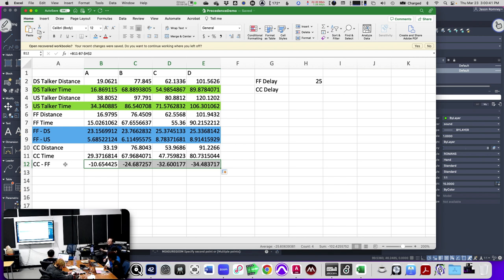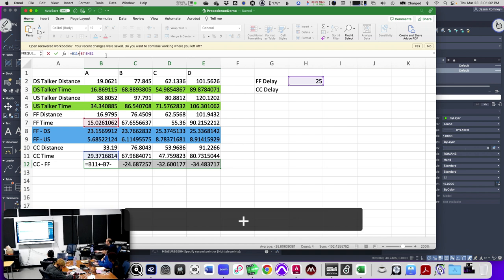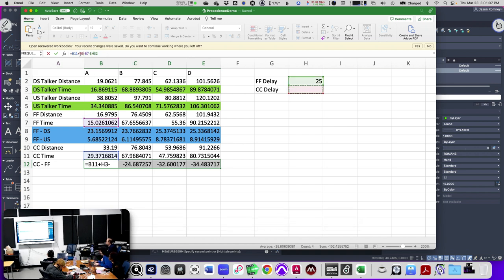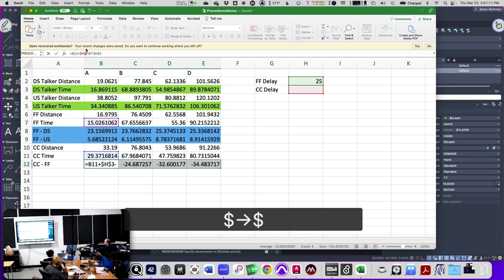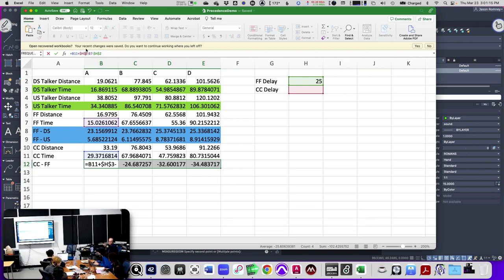Here's what I'm going to do. I want to delay this center cluster so that these become positive numbers, right? Because right now they're negative numbers, which means the center cluster is arriving first. But I need the center cluster to arrive after the front fills. So I'm going to modify this math. It's going to be the center cluster time plus the center cluster delay, because ultimately that'll be the total time, the actual time plus the delay that I add. And then I'm going to subtract the front fill time and the front fill delay. So this is center cluster time plus center cluster delay minus front fill time minus front fill delay. Say that one more time. Center cluster time plus center cluster delay minus front fill time minus front fill delay.